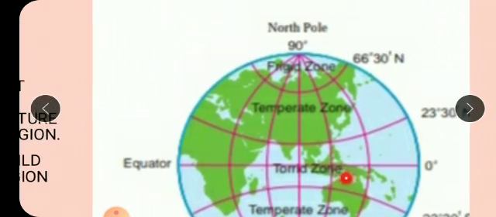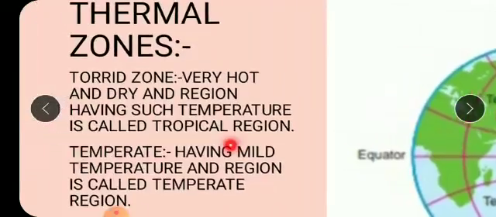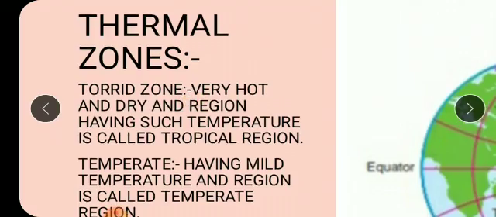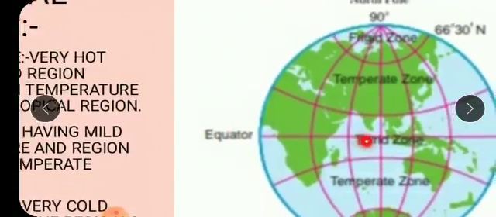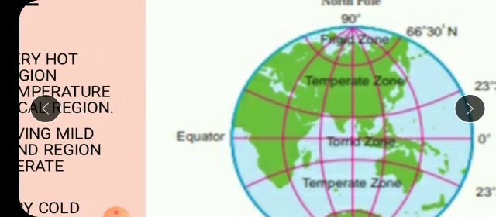Here you get the torrid zone, then the temperate zone, isn't it? The frigid zone. Okay, like this. See, so we will read out what that is. Torrid zone. Torrid zone means what, children? Very, very hot and dry, and a region having such temperature is said to be the tropical region. So the zone is said to be torrid zone when it is very hot and dry. So that means the equator will have the torrid zone because sun rays will fall directly. In the last diagram we saw, isn't it? So on the equator sun rays fall directly, so torrid zone.